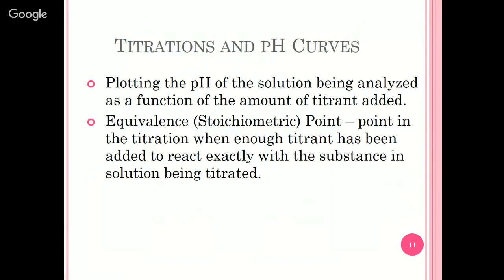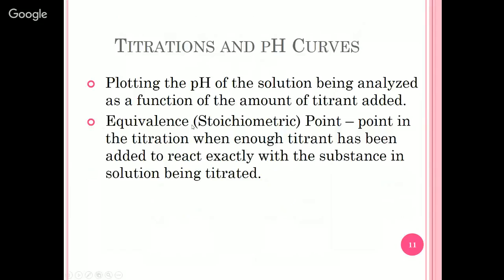So this is really going to be the fun part of this chapter mathematically, because we're going to do ICE tables and Henderson-Hasselbalchs for days and look at titrations and pH curves. So we plot the pH of the solution versus the amount of titrant added. Keep in mind, titrant is what you put into the burette when we do a titration.